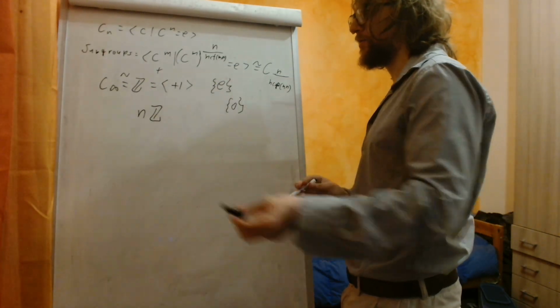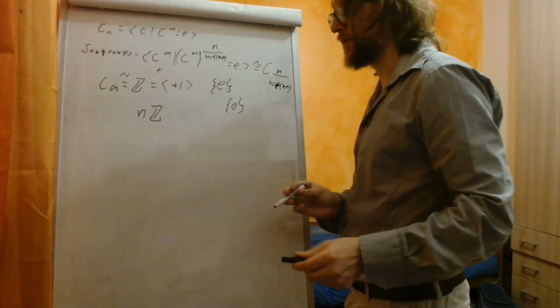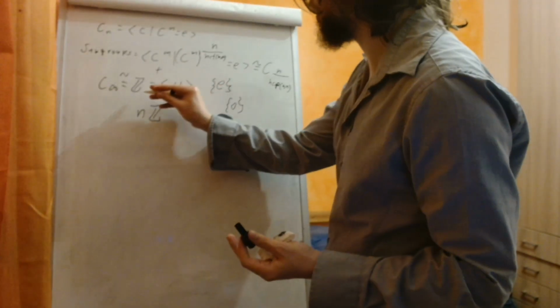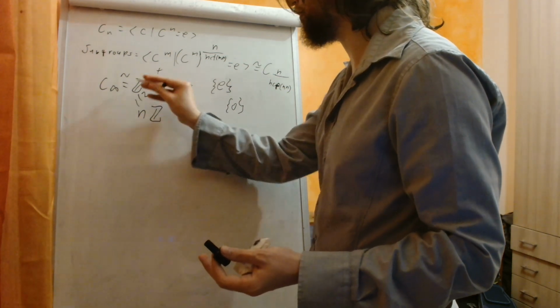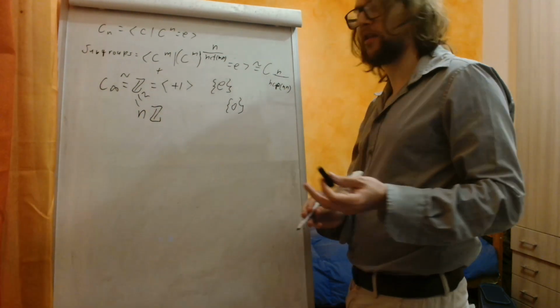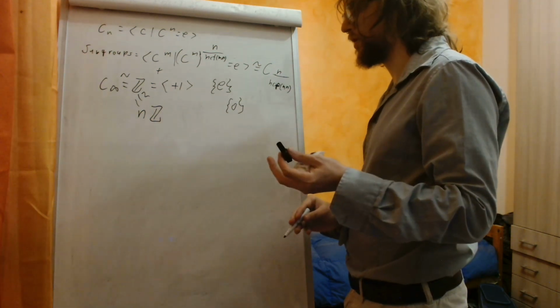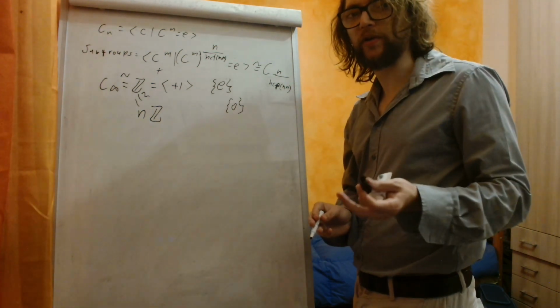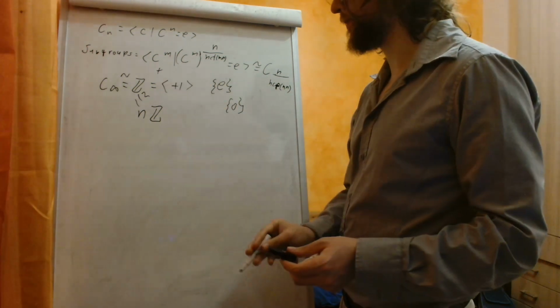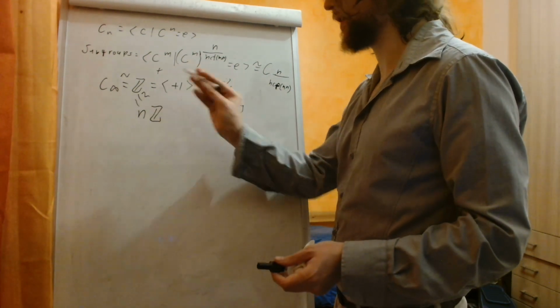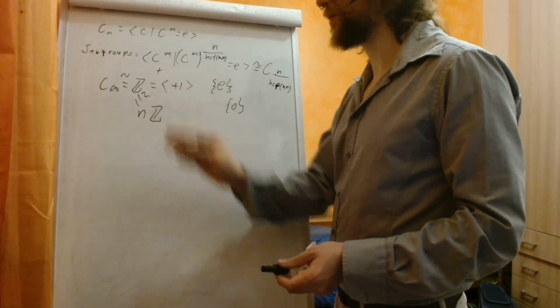So when n is different from 0, actually they're all isomorphic between themselves and they are all isomorphic to Z. So we can say that Z has only two subgroups up to isomorphism. The trivial subgroup 0 and Z itself, because all the nZ with n different from 0 are equivalent to Z.